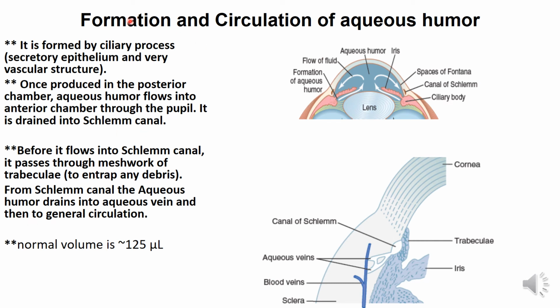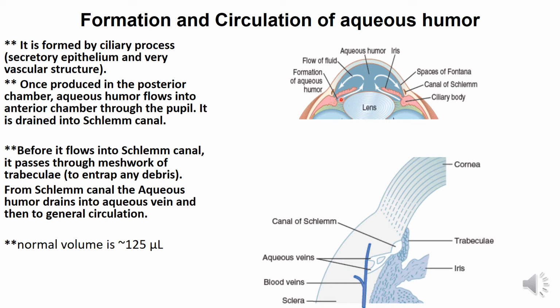Formation and circulation of aqueous humor. The aqueous humor is formed by a very vascular structure called the ciliary epithelium. It is found in this place, as you can see, attached to the ciliary muscle, or next to the ciliary muscle. That's why it is called ciliary process. It is a very vascular structure producing aqueous humor.